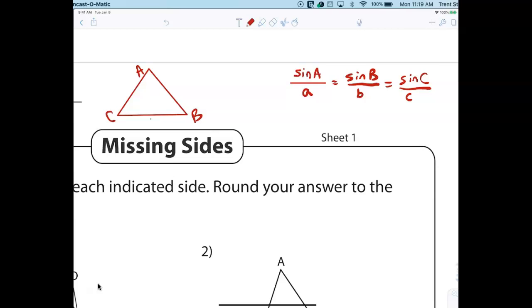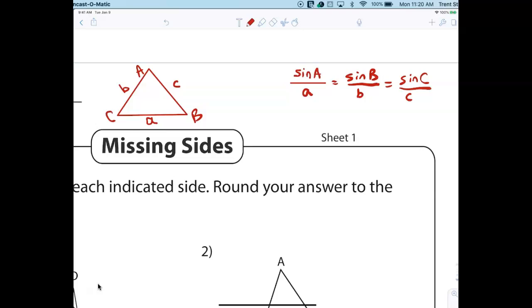Again, notice capital letters are for angles, lowercase letters are for sides. Opposite angle B is side what? Side B. Now you could say CA and you would be correct, but this is just based from the formula. Opposite C is side C. Again, those are all lowercase. Super easy.